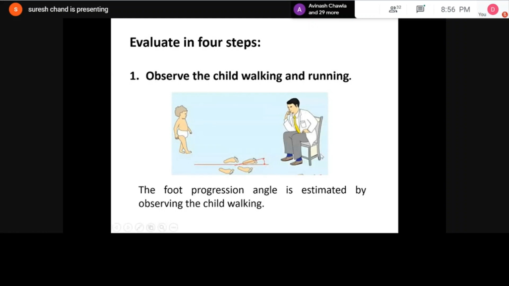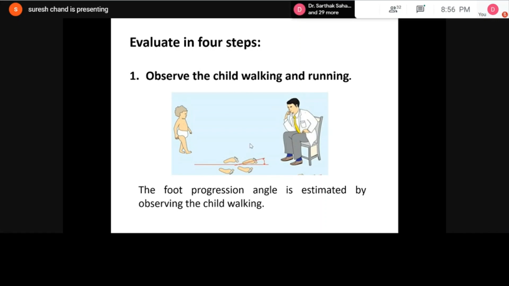Observe the child walking. When the child walks in a straight line, the foot progression angle is measured or estimated. Normally, a child or any adult walks with an externally rotated foot. The normal foot progression angle is around 10 to 15 degrees external. But if the child walks with in-toeing, it will be negative.